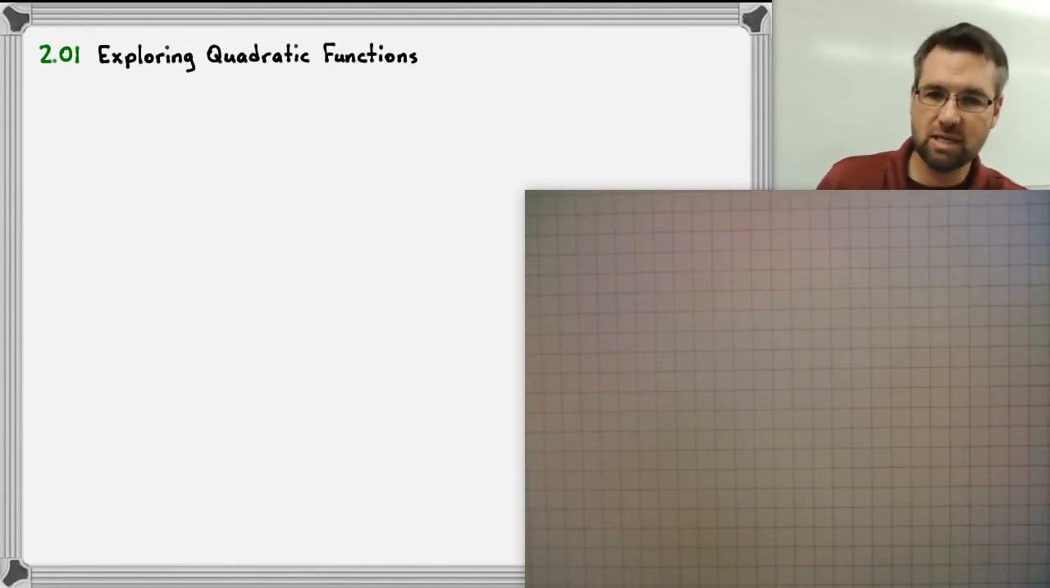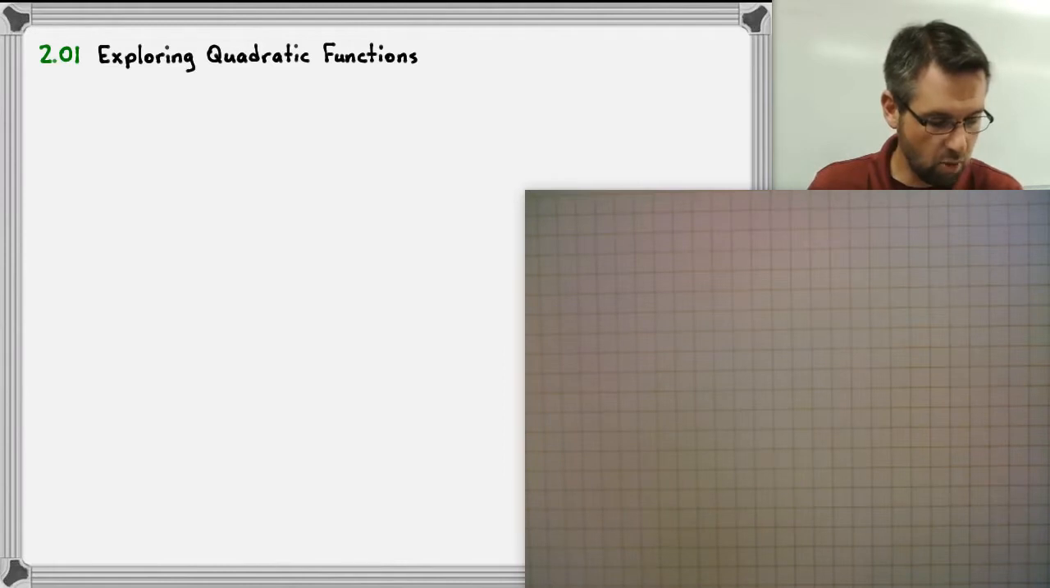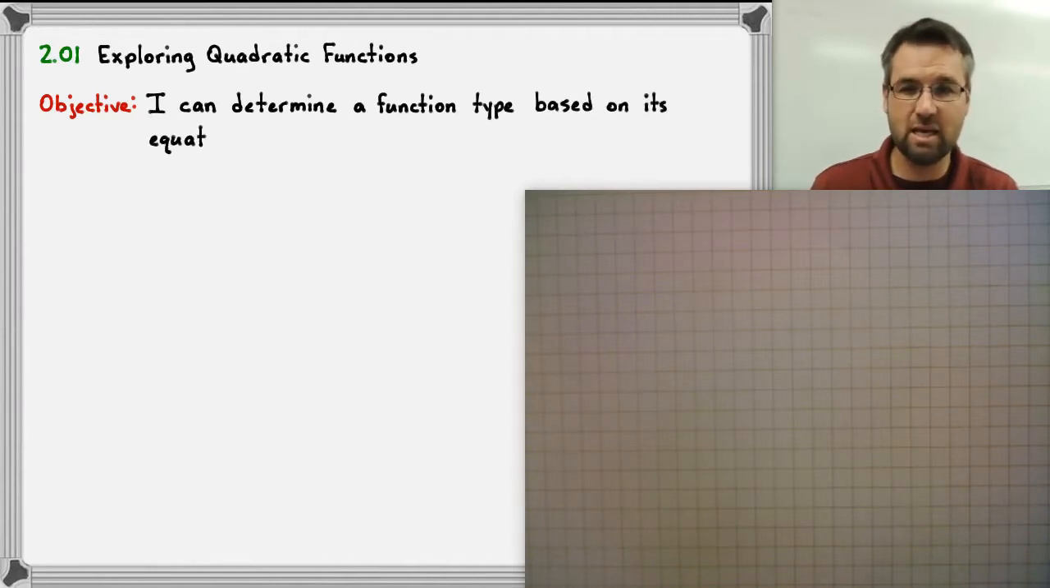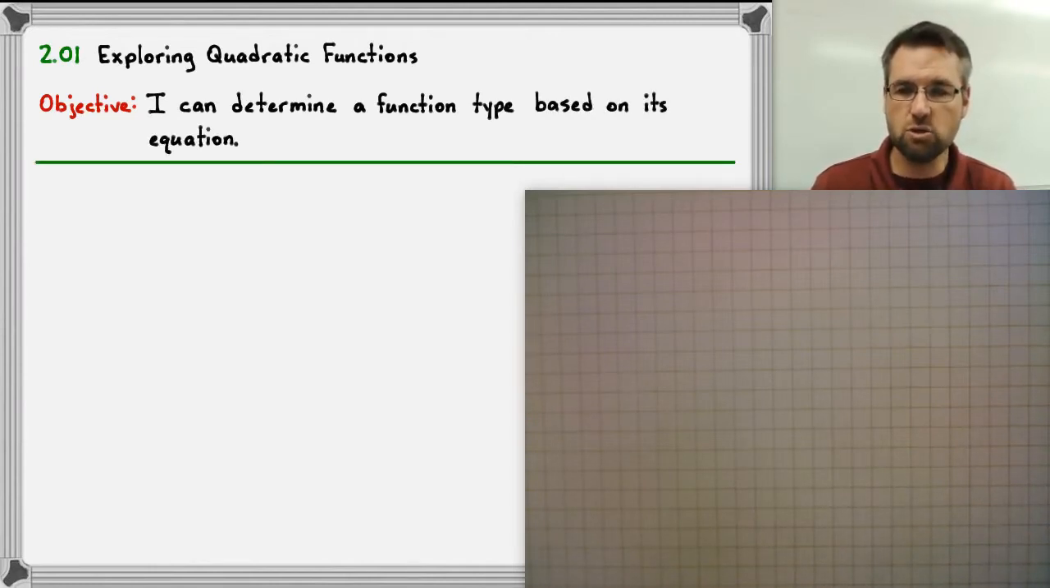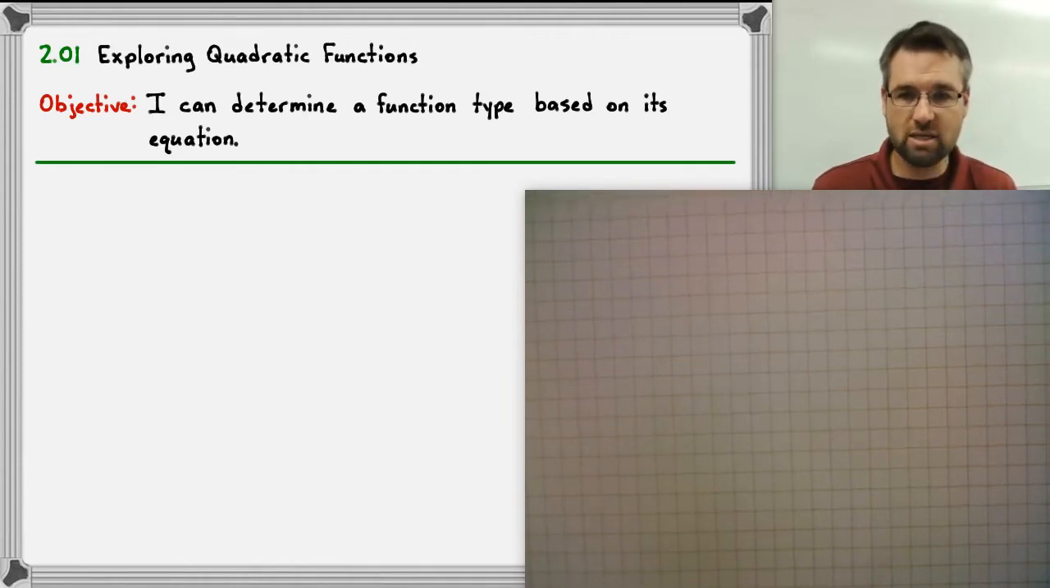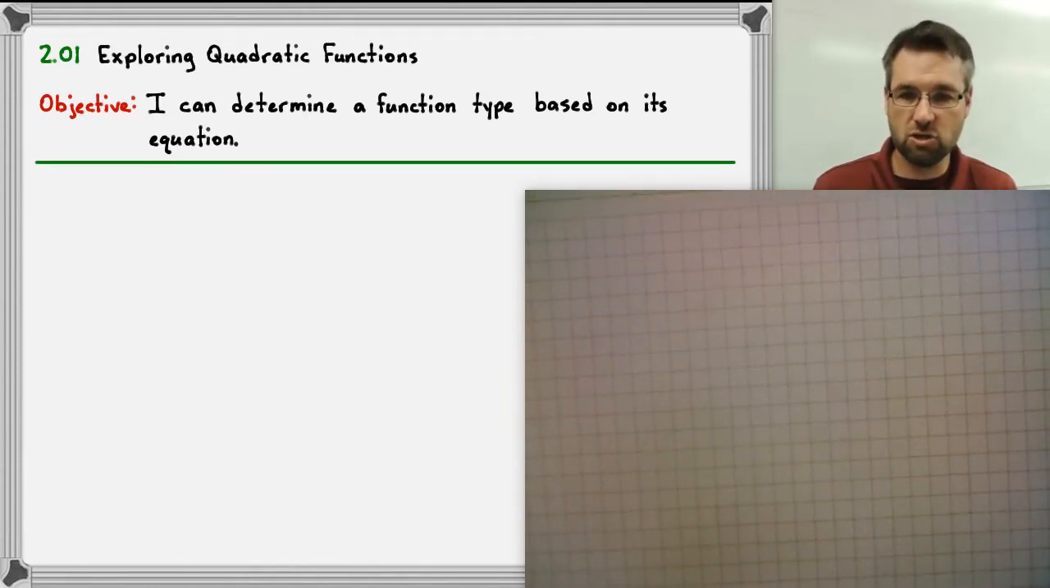So this lesson is really focused on just exploring some relationships within that equation so we can start seeing some basic things in our graphs of parabolas. Just like you're able to graph a line by identifying the y-intercept and the slope, or by identifying a point and a slope, we're going to be able to graph a parabola by identifying the vertex and its slope pattern. That's our goal: to determine a function type based on its equation.